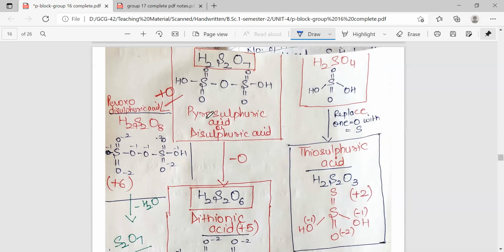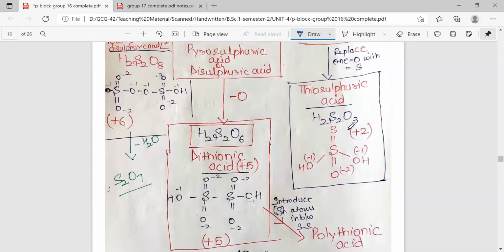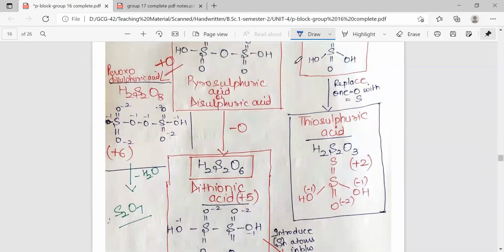From this sulfuric acid, if we replace one of the doubly bonded oxygens with doubly bonded sulfur, we'll get the prefix thio. Thiosulfuric acid is what we are going to get. We have just replaced one of the doubly bonded oxygens with doubly bonded sulfur. The same is the case with disulfuric acid. In the case of disulfuric acid, we'll remove one of the oxygens. We have a direct sulfur-sulfur bond, and this acid is going to be called dithionic acid.